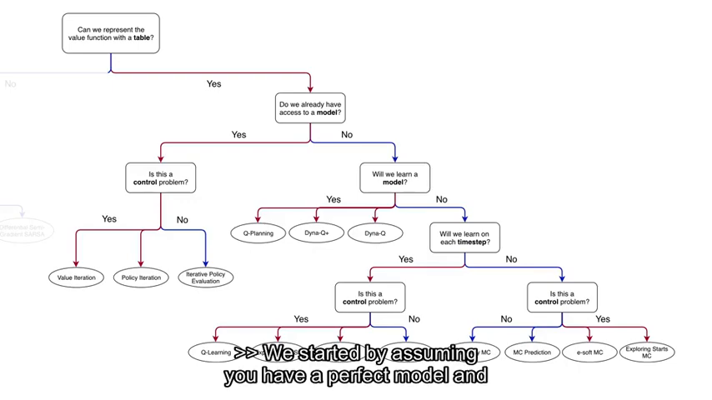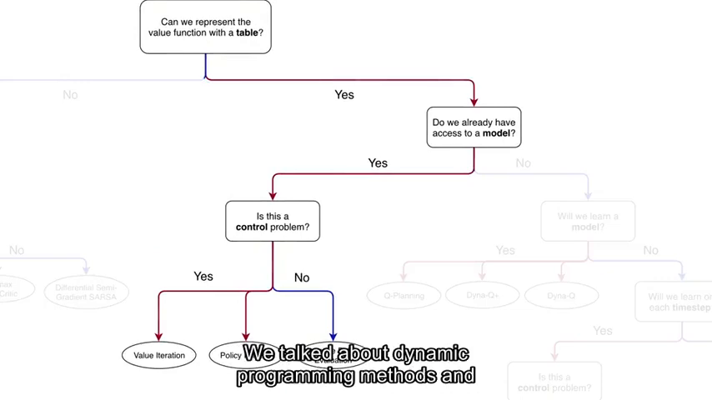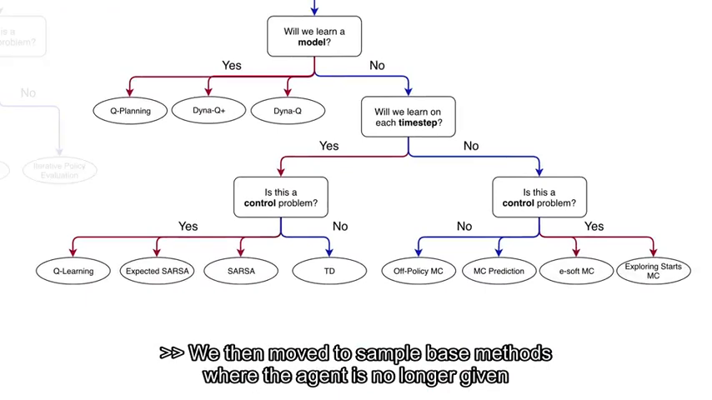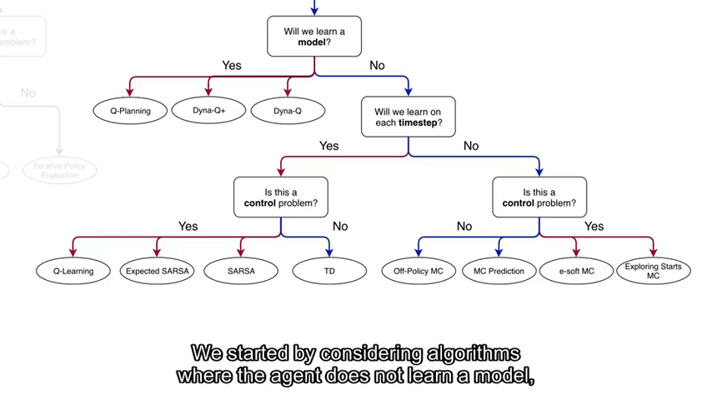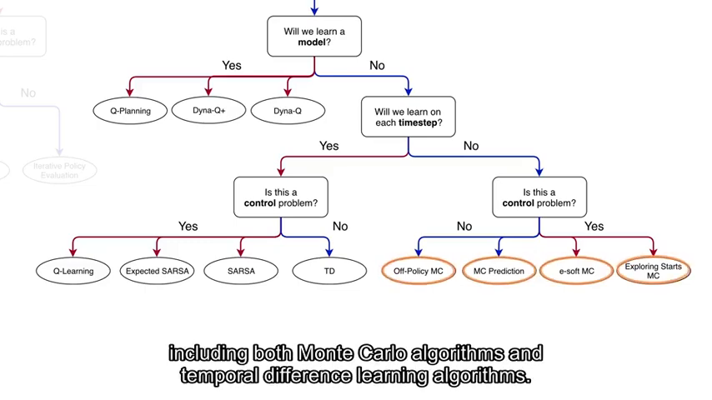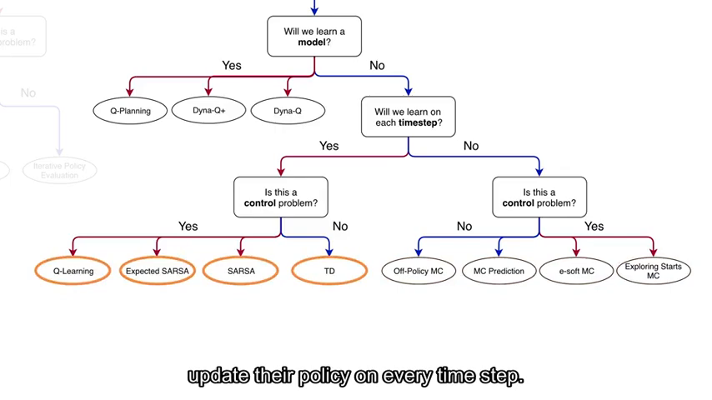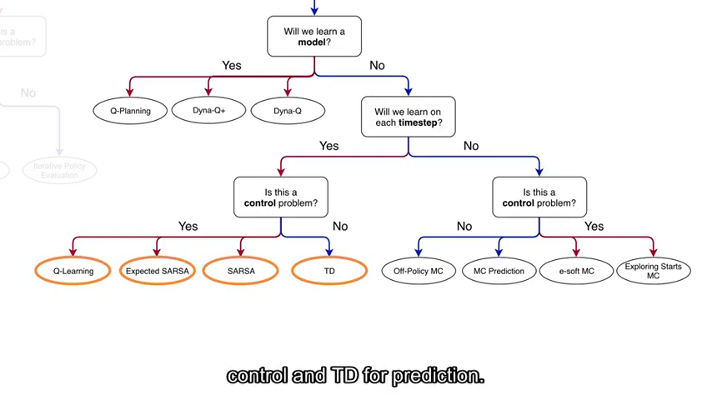We started by assuming you have a perfect model and focused on the key ideas in prediction and control. We talked about dynamic programming methods and how they solve Bellman equations. We then moved to sample-based methods, where the agent is no longer given the model. It mainly learns from trial and error interaction with the world. We started by considering algorithms where the agent does not learn a model, including both Monte Carlo algorithms and temporal difference learning algorithms that use bootstrapping and so can learn and update their policy on every time step. These included Q-learning, SARSA, and expected SARSA for control, and TD for prediction.